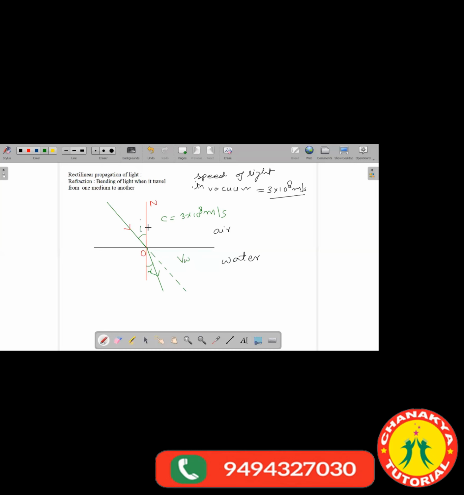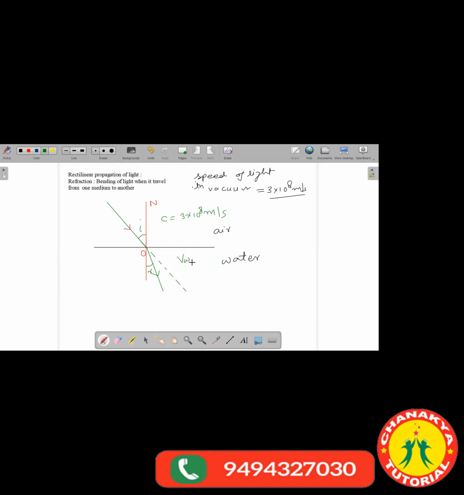So I can observe refraction occurring. There is a bending of light occurring towards the normal. Here we observe that the ray of light bends towards the normal. Okay. Now, what do we expect?